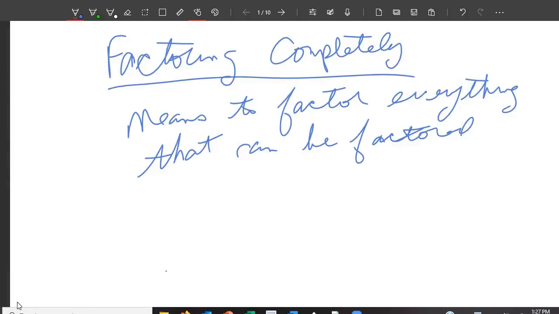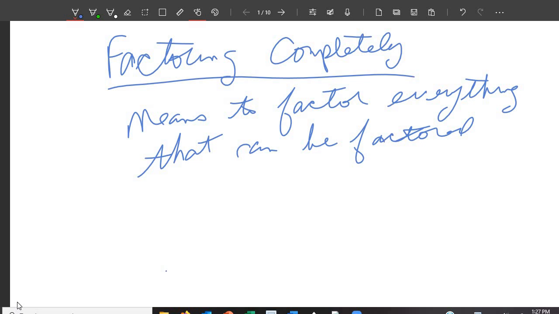Factoring completely means you want to try to factor everything that can possibly be factored in one problem. Sometimes you can factor one thing. Sometimes you could factor nothing. Sometimes you'll be able to factor 2 or 3 times. It just depends. But you're supposed to try to factor everything that you can.